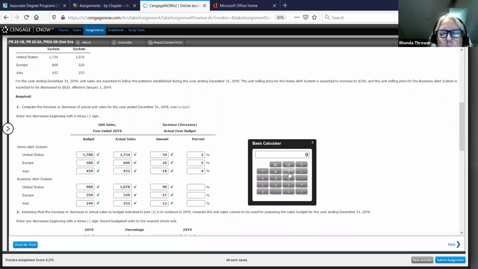Moving on down, it's 98 divided by 980. It's 10%. And 21 divided by 350. 6%. And again, this went down, so it's a decrease.